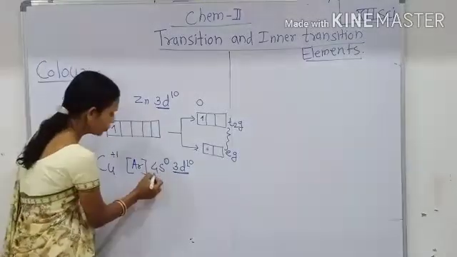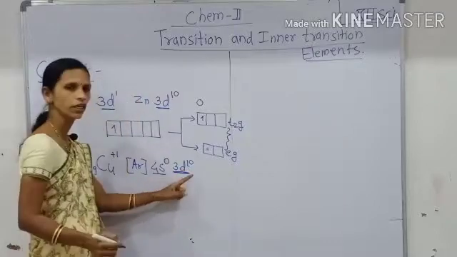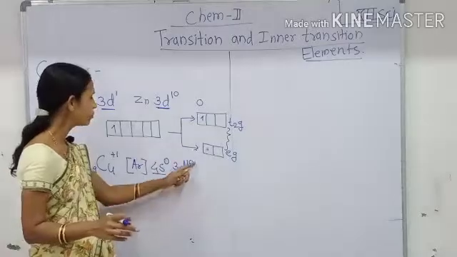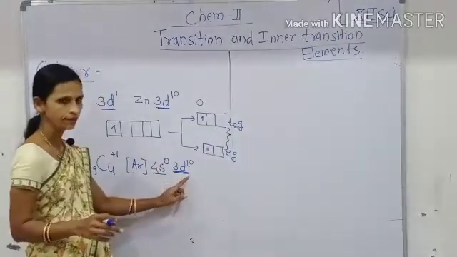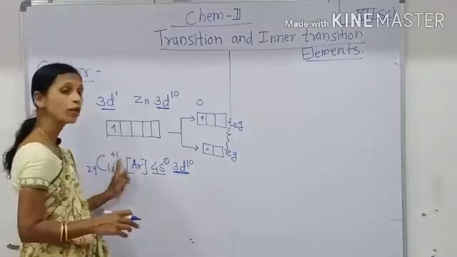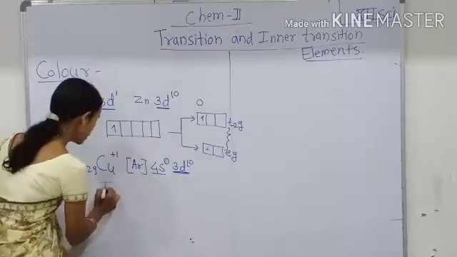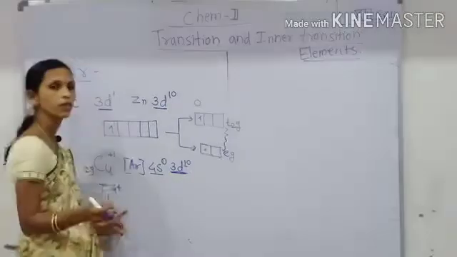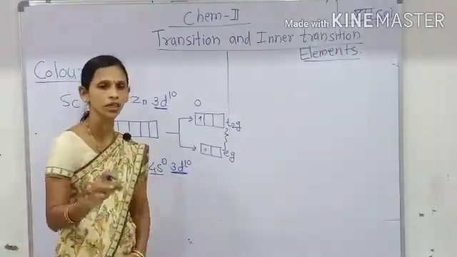Now the 4s orbital is vacant and the 3d orbital contains 10 electrons, which means all electrons in these orbitals are paired. Therefore there is no unpaired electron in 4s or 3d. Therefore the Cu+ ion is colorless. Similarly, titanium 4+ does not contain unpaired electrons in it.